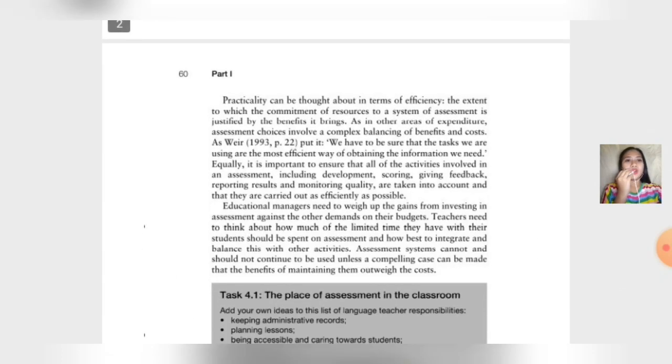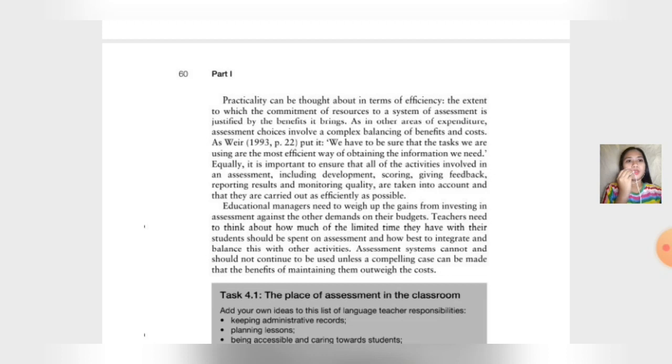Practicality can be thought about in terms of efficiency, the extent to which the commitment of resources to a system of assessment is justified by the benefits it brings. As in other areas of expenditure, assessment choices involve a complex balancing of benefits and costs.